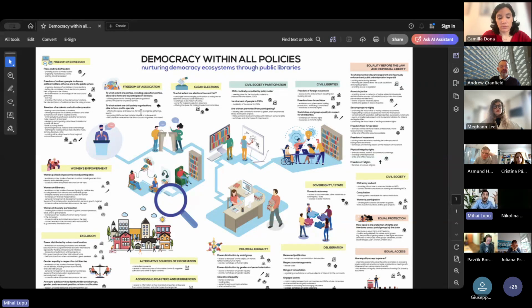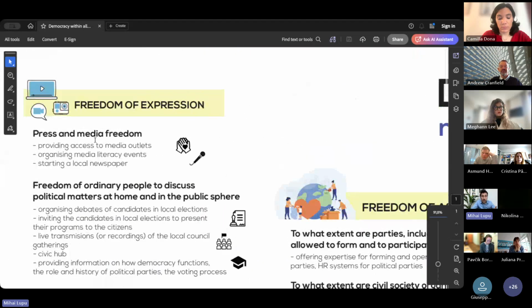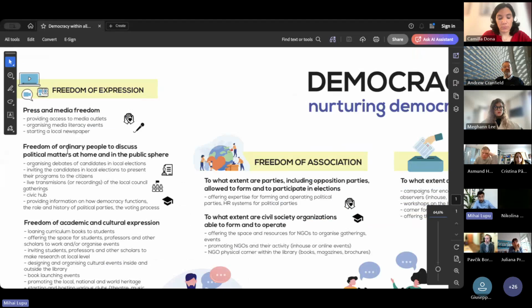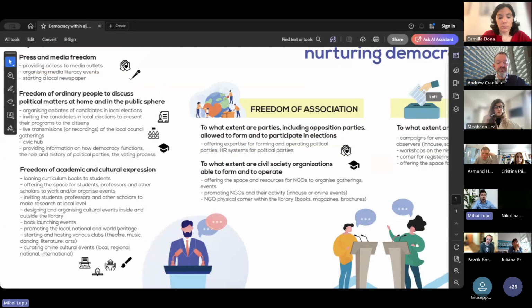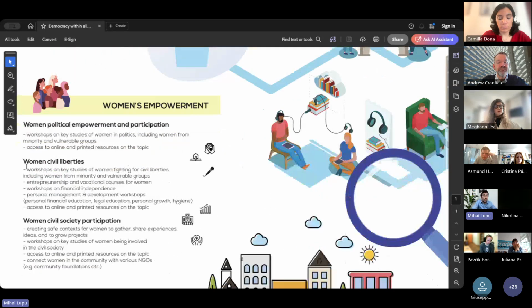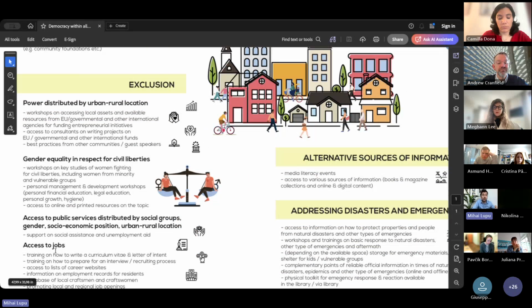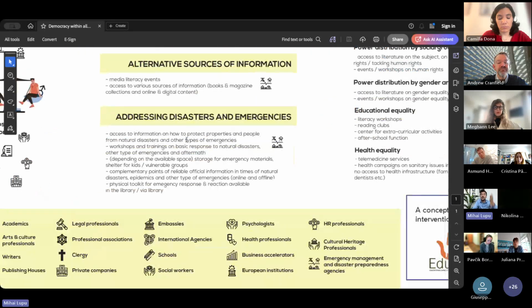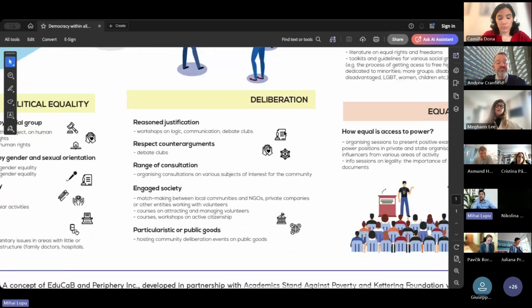So we are talking about indicators of democracy, and I will zoom a bit because I was mentioning 68 to 70 indices and indicators. This is one, right? Press and media freedom. This is another one, freedom of academic and cultural expression. But this is another one with women's civil liberties, women's civil society participation, exclusion, access to jobs, power distributed by urban and rural location, addressing disasters and emergencies. Well, let's take deliberation, reason, justification, engaged society.